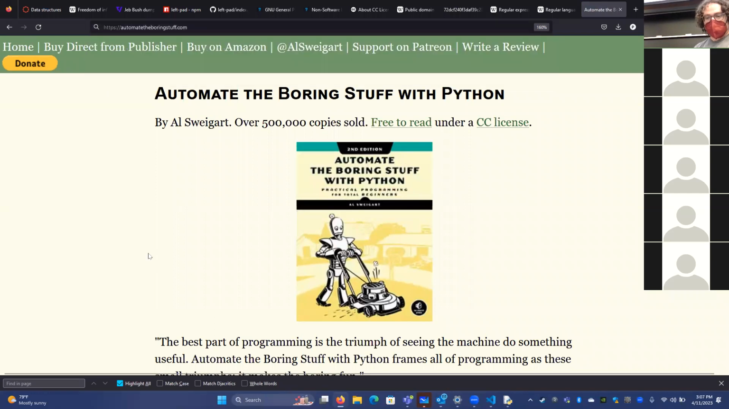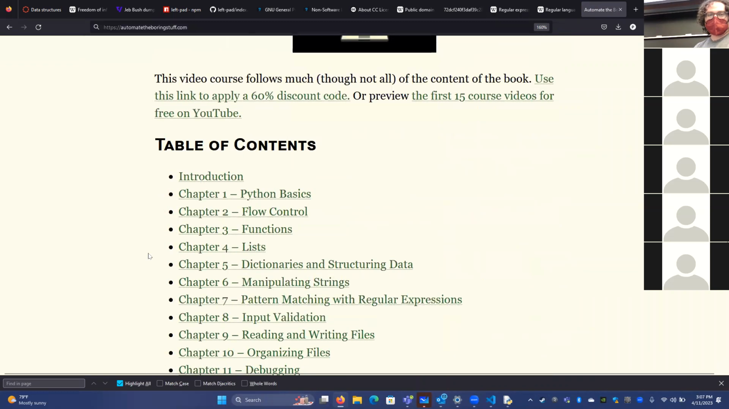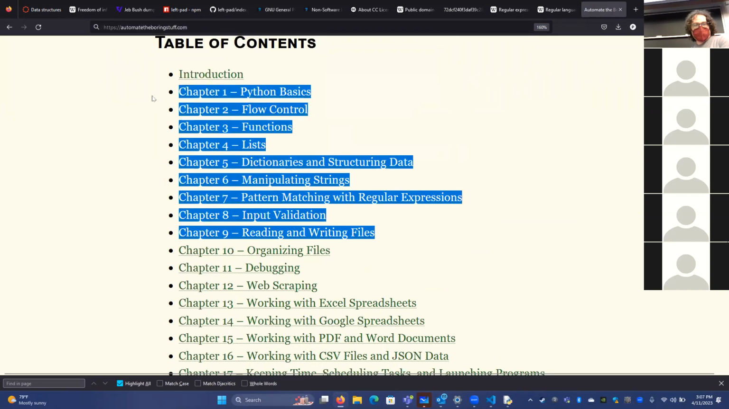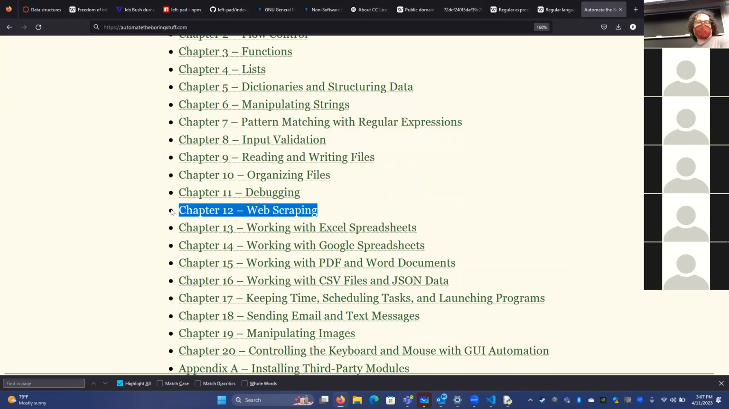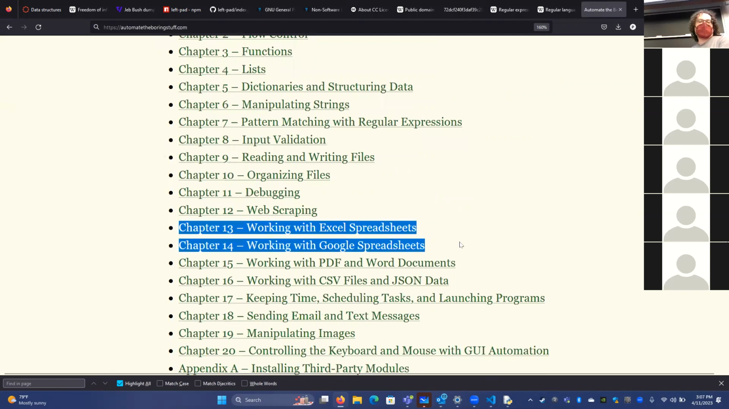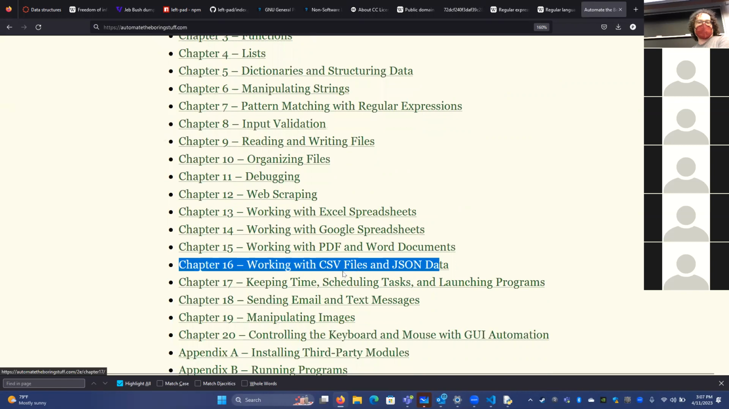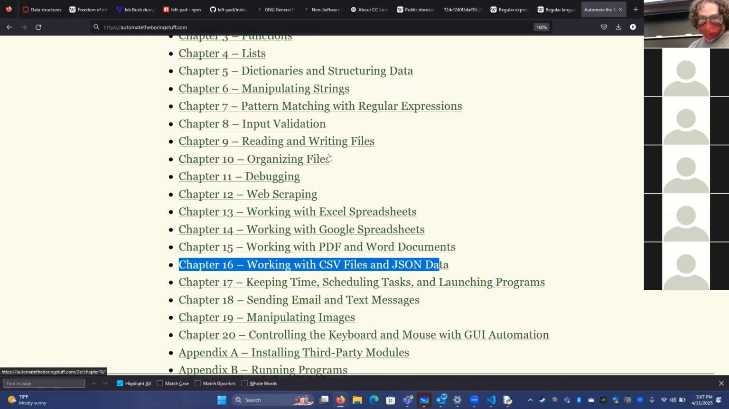You can tell by its very interesting curriculum, but I love it because it's really practical. It's got the standard stuff we'd be learning over here, but notice that he throws in regular expressions in chapter 7. And then over here we have things like web scraping. How do you read information off the internet? How do you work with Excel spreadsheets? Not CSVs, Excel spreadsheets. Working with Google spreadsheets, PDFs and Word documents. Keeping time, scheduling tasks, launching programs, controlling the keyboard and mouse, manipulating images, all those kinds of nifty things.